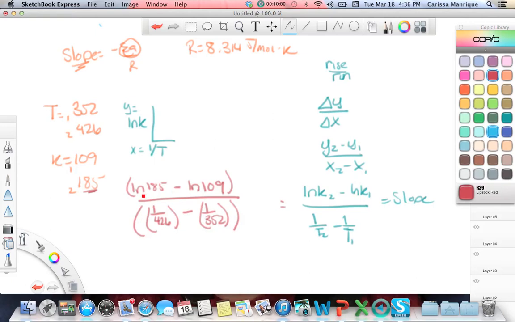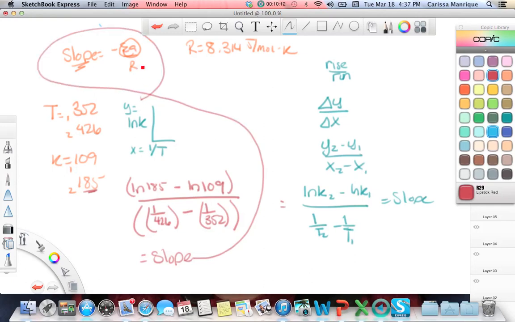But all you're going to do at this point is plug this in, and you're going to get the answer for slope. Once you get that answer for slope, plug it into this equation right here. So we have R right here. We'll have slope once we get it right here. And you just find activation energy. And that's all you need to do there.